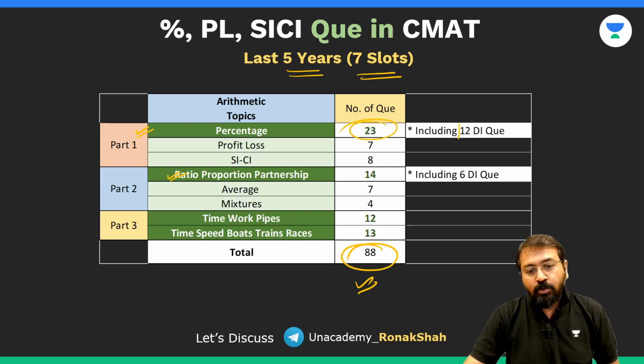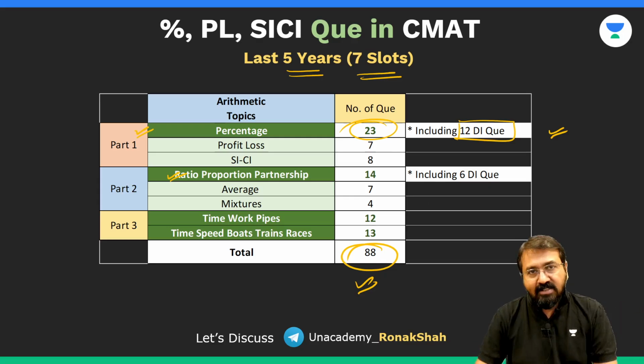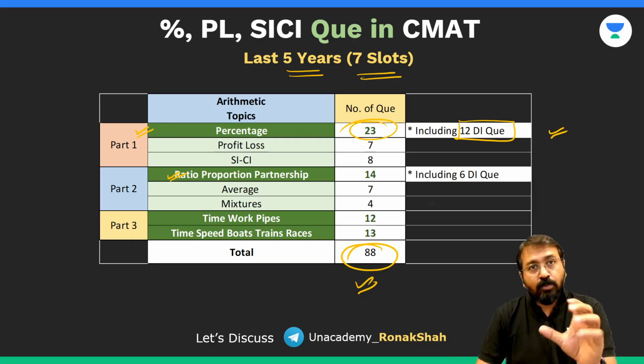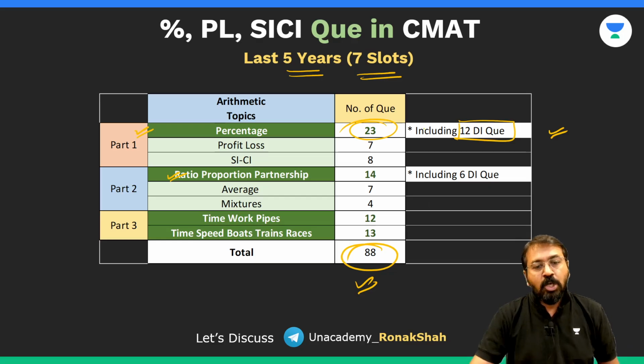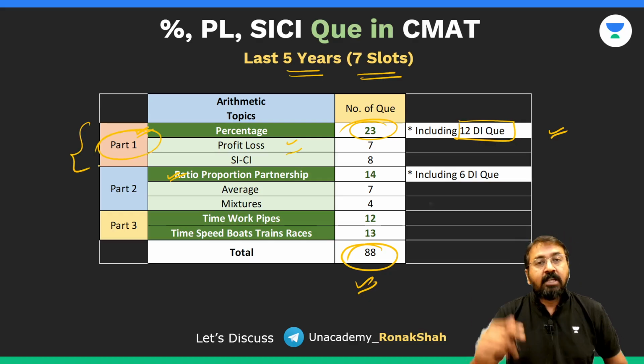I have also included 12 DI questions. In the CMAT exam, you find DI questions in the quant section itself, and they are really easy. And out of all the DI questions, 12 questions were straight away based on the percentage concept. So percentage is very important. Then profit loss, SICI. So this is what we'll cover in part 1, that is in this video.